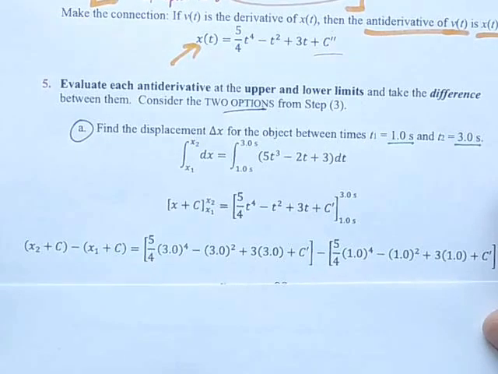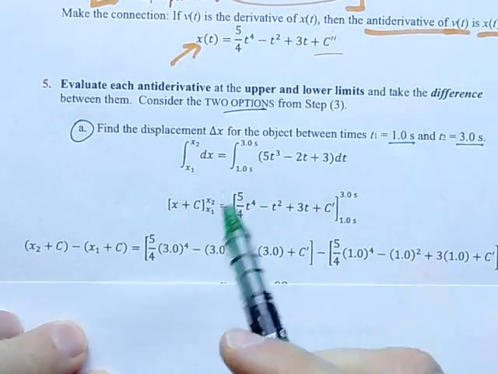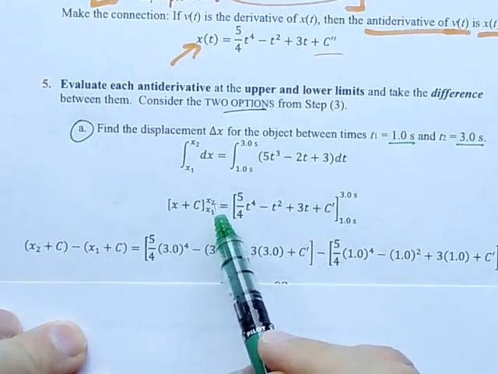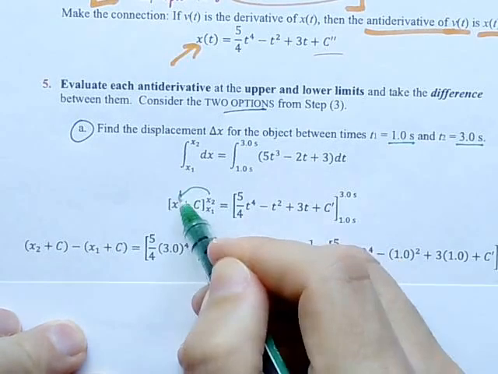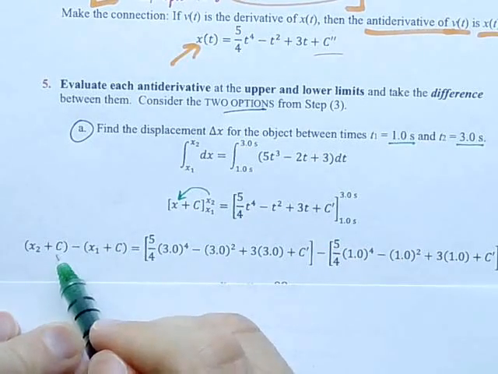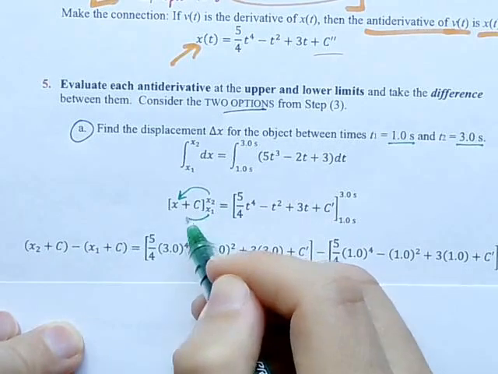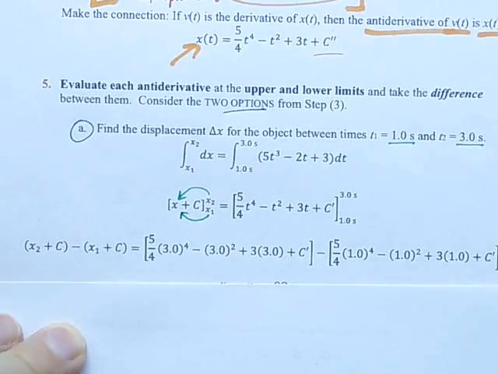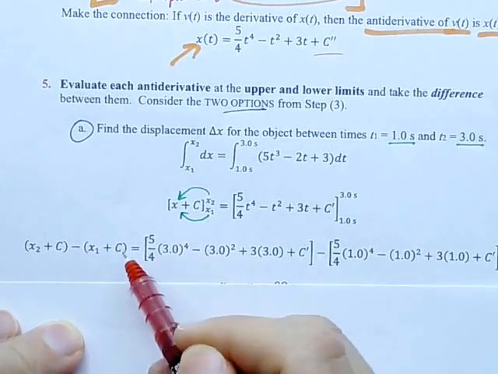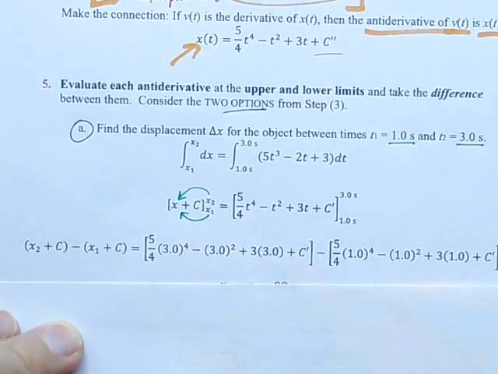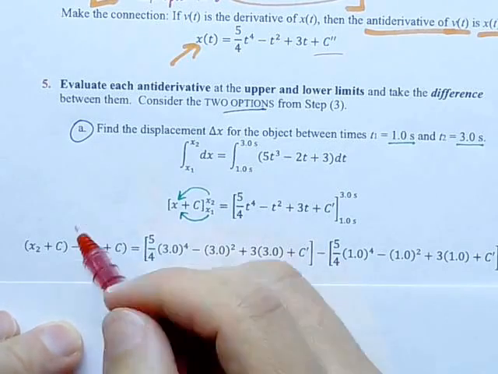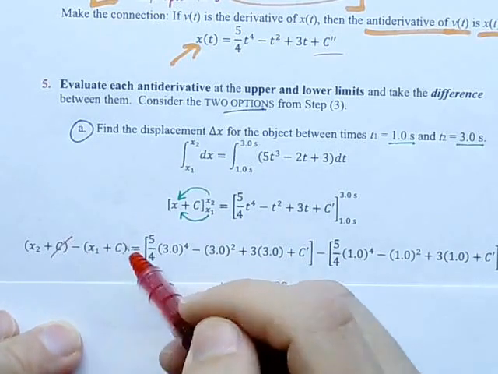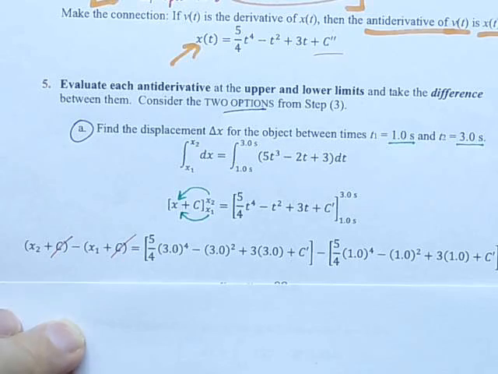So written out, that looks like this long line. So left-hand side, this will be x2 going in for x, so x2 plus c minus x1 going in for x, x1 plus c. And you'll note how c minus c, we don't know what that constant is, that constant term that we had to add when finding the antiderivative, but it's not going to matter. C minus c cancels out. We don't need to worry about it.